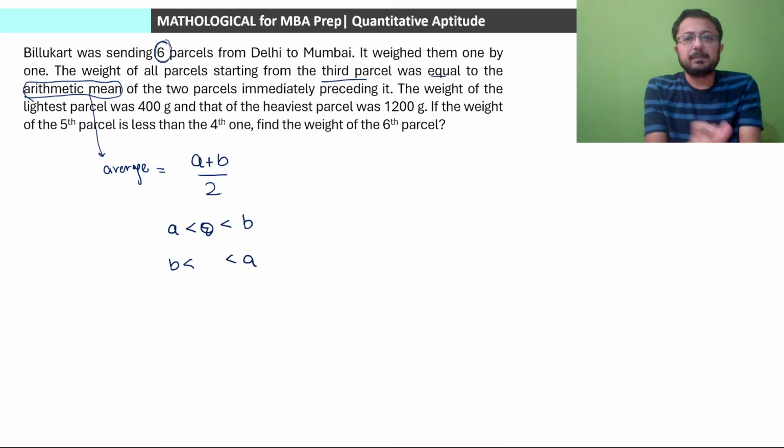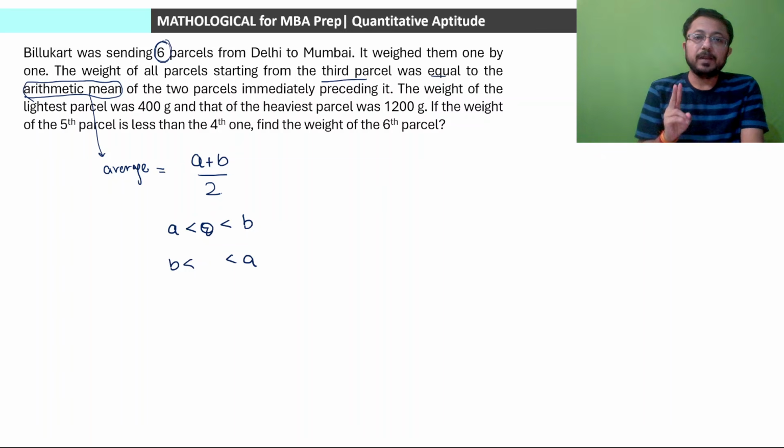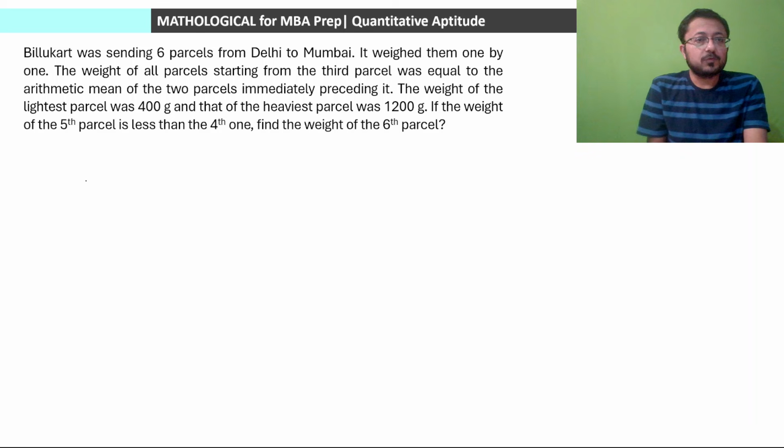तो सेम फंडा यहाँ पे अप्लाई करना. हमें गिवन क्या है? वी हैव बीन गिवन 2 वेट वैल्यूज. द वेट ऑफ द लाइटेस्ट पार्सल दैट इज 400 ग्राम्स एंड वेट ऑफ द हैवीएस्ट पार्सल दैट इज 1200 ग्राम्स. अब बिना पहले वैल्यूज लिए पहले बातें समझते हैं. Let us say we have total 6 parcels: 1, 2, 3, 4, 5 and 6. These 6 are parcels. Okay, so we are starting with first parcel.